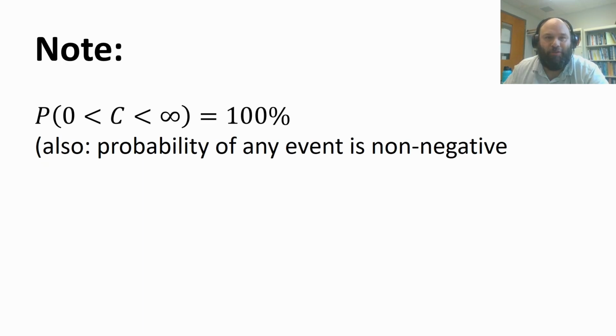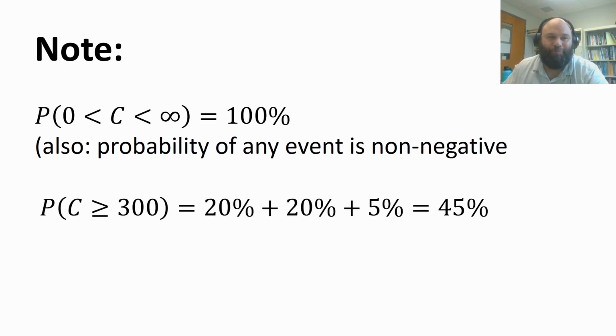This fact can be useful in the following way. We can use the probability distribution to add up to find the probability that the number of customers will be bigger than or equal to 300. Well, we take the probability that the number of customers is between 300 and 400, that's 20%, add the probability that we're between 400 and 500, another 20%, and finally the probability that we're greater than 500, which is 5%. Add them all up, that probability is 45%.